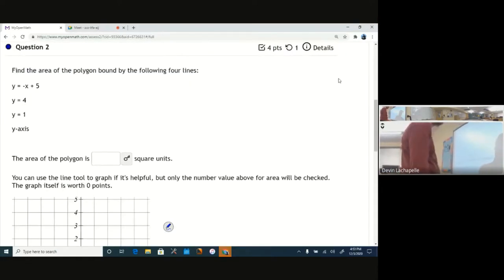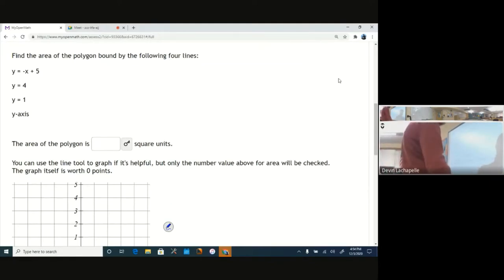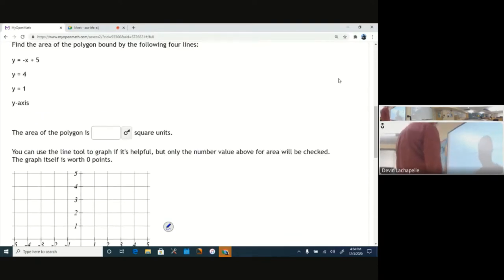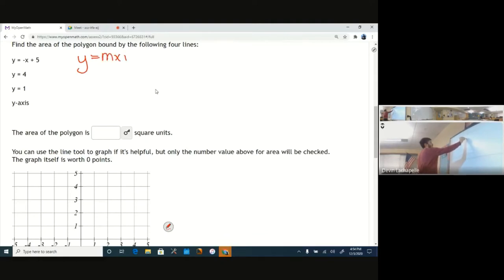Find the area of the polygon bound by the following 4 lines. Okay, so we got ourselves a nice little graph here to help us out. And we're just going to go ahead and draw these lines in. So with this, you just kind of have to remember your slope-intercept form and your lines for constants. Okay, so y equals negative x plus 5. Remember slope intercept form, y equals mx plus b. We got our slope and our y-intercept.